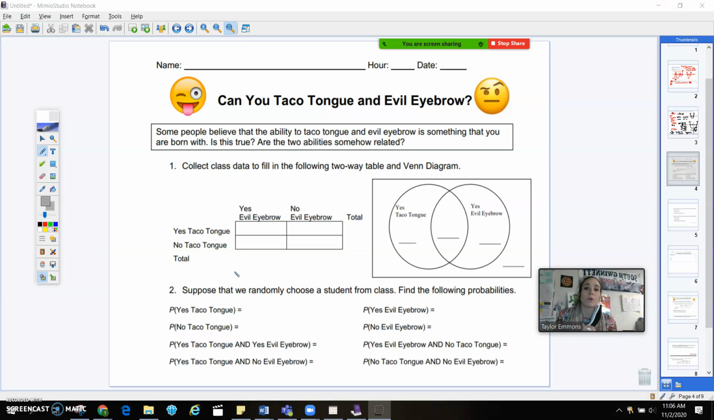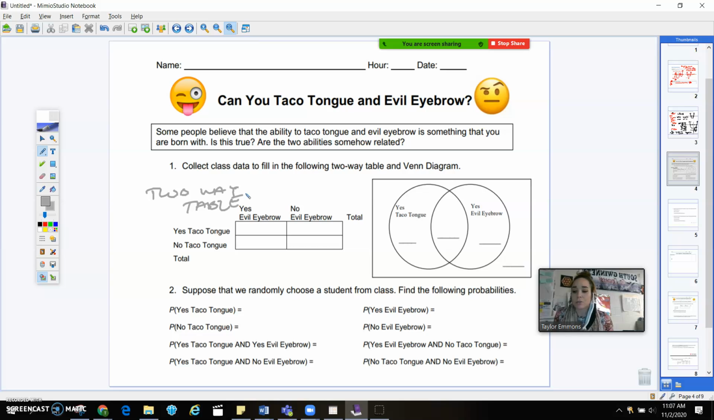So we would normally collect class data to fill in the following two-way table and Venn diagram. However, there's not enough of you to use that data. So this is called a two-way table. And you saw these back in geometry. You know, they were referred to as frequency tables.